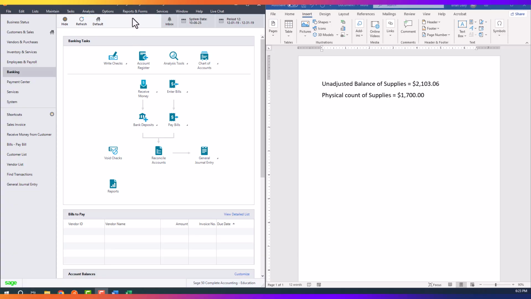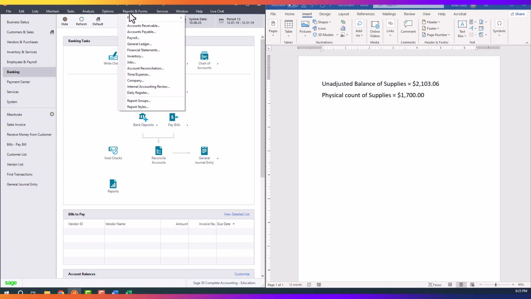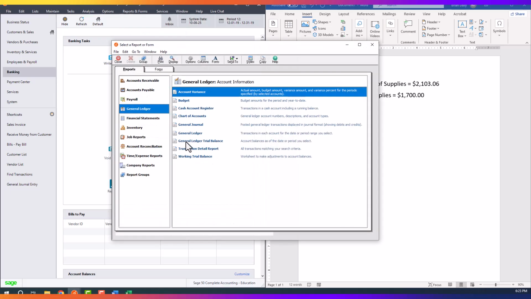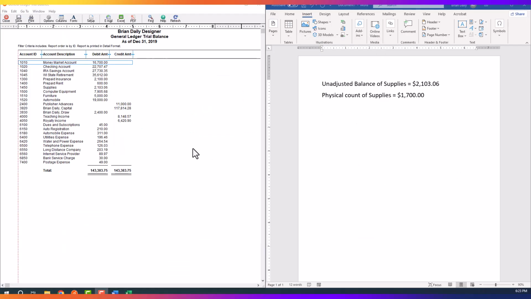To help us with the adjusting entries, we're going to run a trial balance report. I'm going to click on the Reports and Forms drop down, select the General Ledger category, and then run the General Ledger trial balance report. We can see here that we do have an asset account called supplies, and prior to adjusting entries, it has a balance of $2,103.06. So that's the unadjusted balance of supplies.